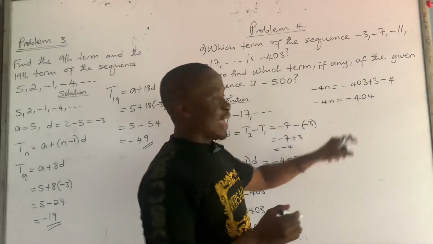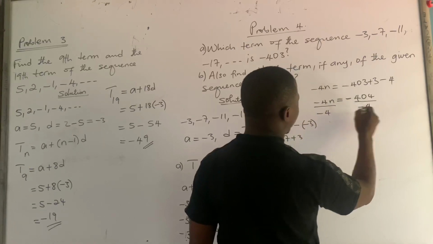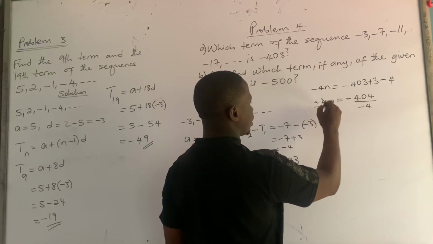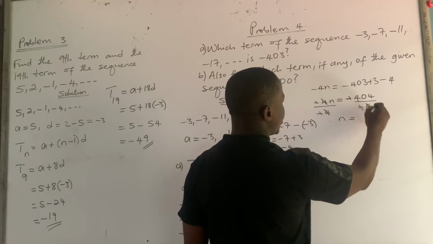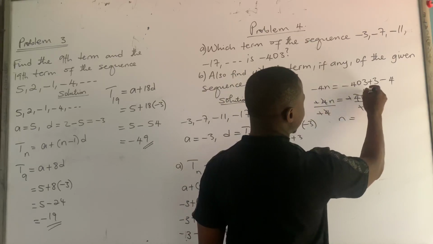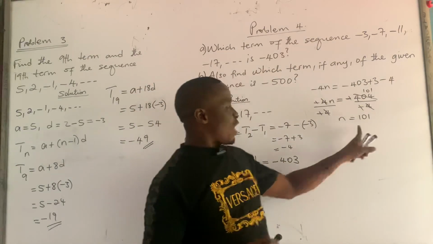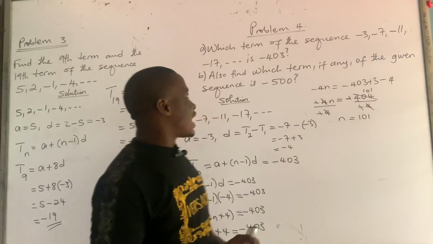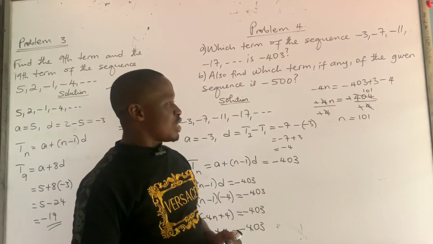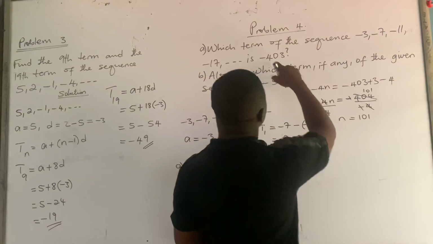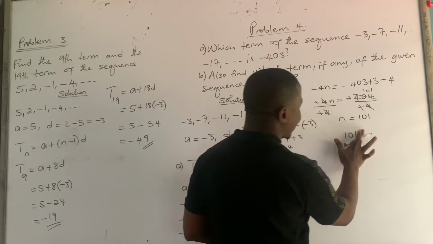We want to find n, so we divide both sides by minus 4. So minus 4 goes away with minus 4. Minus takes away minus. 4 into 404 is 101. So if the value of n is a whole number, it tells you that this term exists in this sequence. So this term is the 101st term.